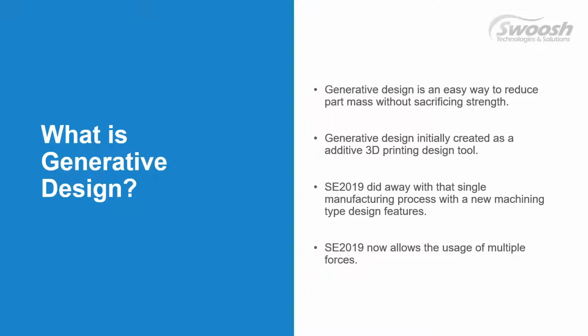But now in 2019, they did away with that type of process. And now we also have, in addition to it, a machine type feature creation inside of generative design. So it's more like a part that you would actually put on a CNC machine and do a subtractive process than you would on a 3D printer adding it. What's new in 2019 is the ability to add multiple forces to faces in the simulation. Before, we had a single face that we could do a load on, but that has gone away.